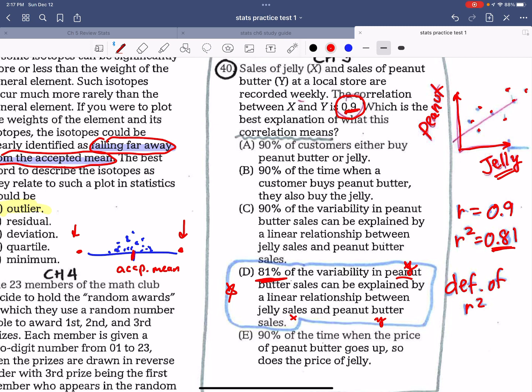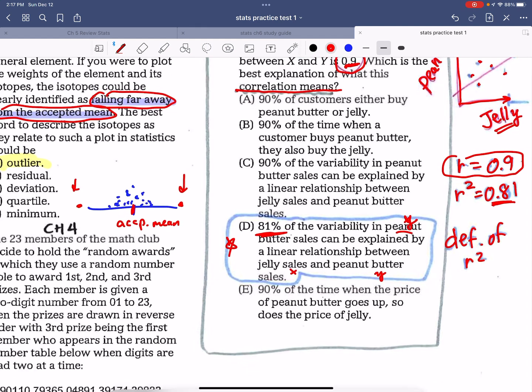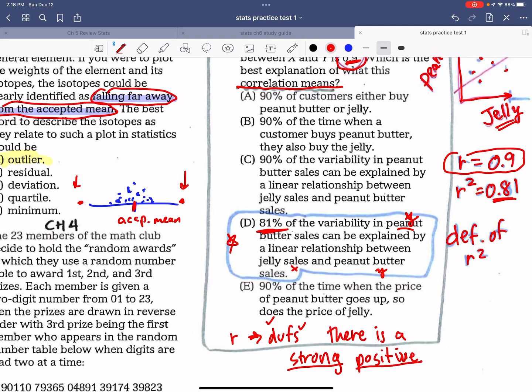Now you might be thinking, well, what about the correct interpretation of R? The correct interpretation of R is different. That's when we're going to say there is a strong, because that 9 is a big number, right? Close to 1, strong. Positive, because that number is positive. So that's direction. D for direction, S for strength, there is a strong positive linear, that's form, relationship between X and Y, peanut butter and jelly.